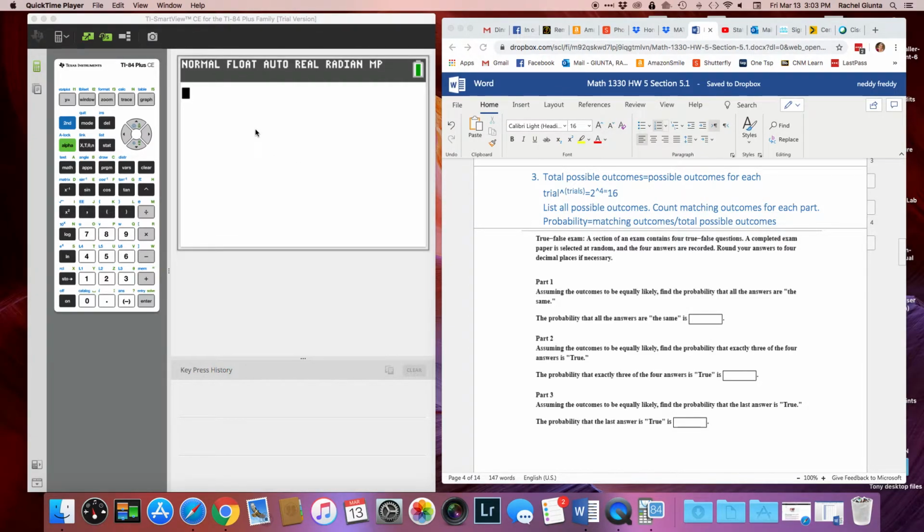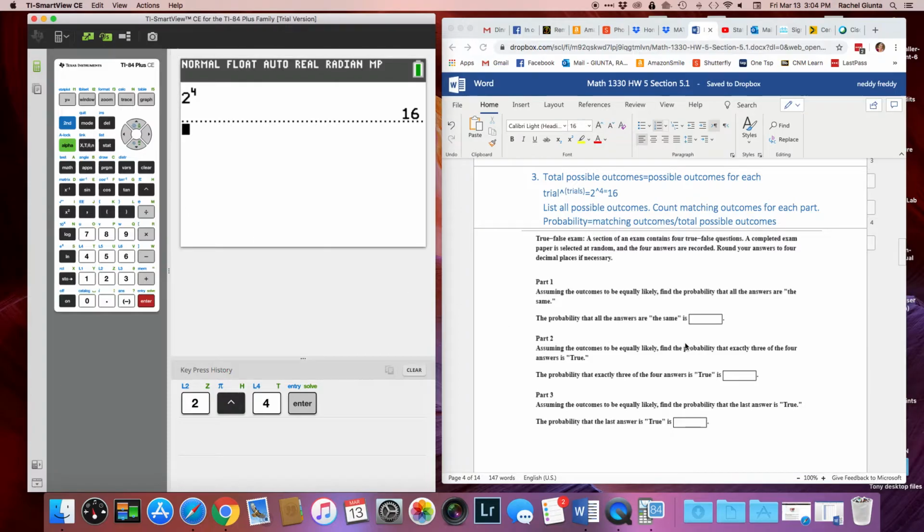The way you would do that on the calculator is the 2, and then this button here, and then whatever you're wanting to raise that number to. In this case, it's 4. So 2 raised to the 4th power is 16. So that's how you'd get that answer in your calculator.